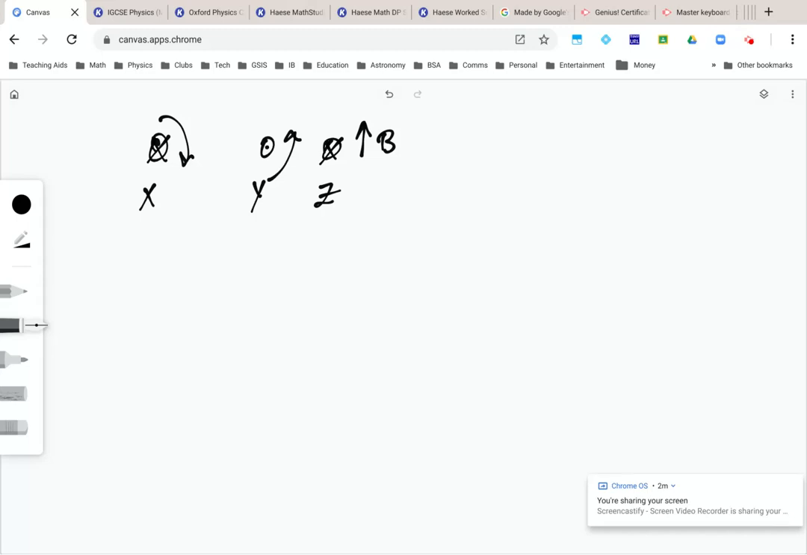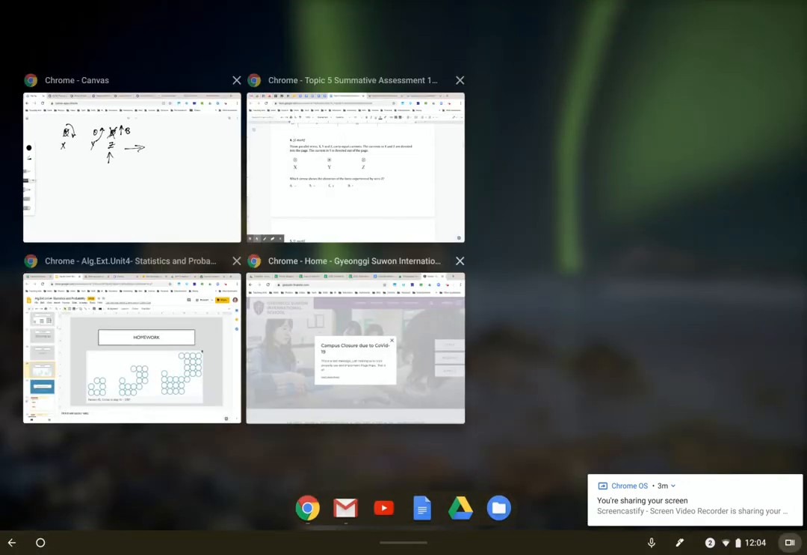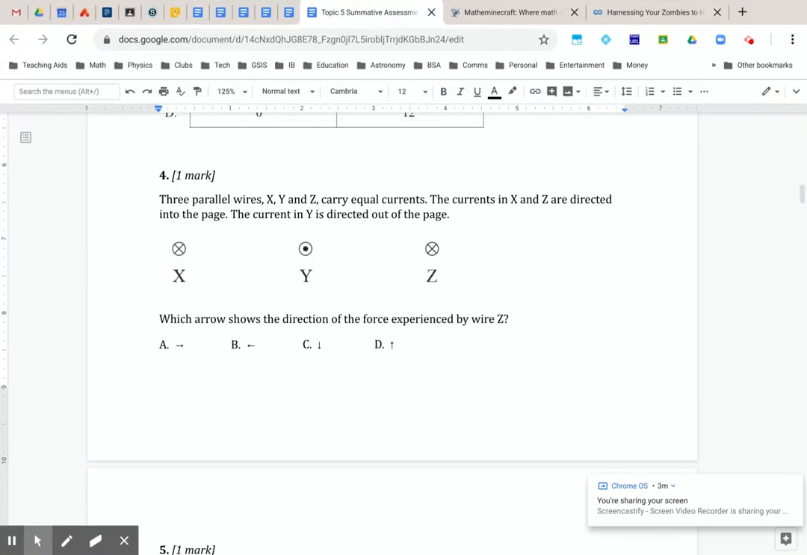Try that. Now that you know the magnetic field is up, point your fingers into the page because this current is running into the page. And then when you curl your fingers up, your thumb should be pointing to the right. So going back over to the question, right is A. So the answer is A.